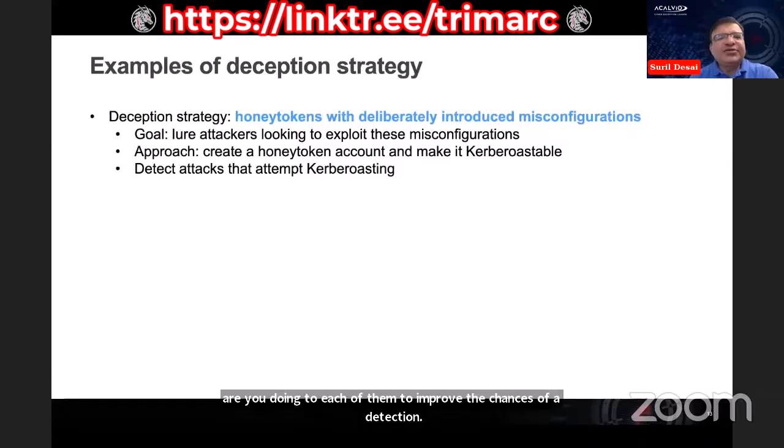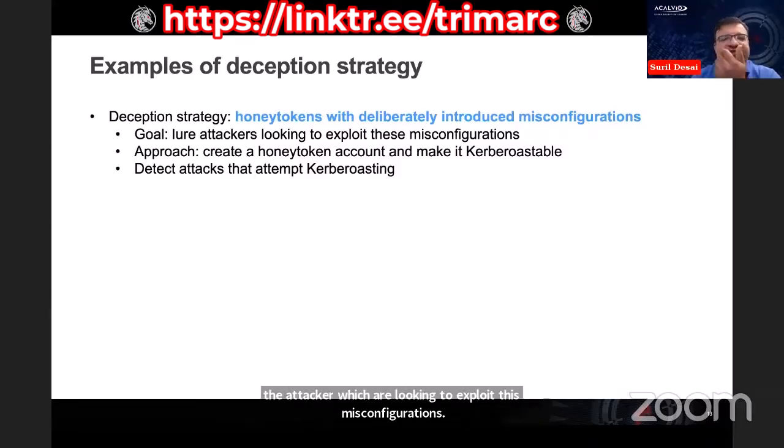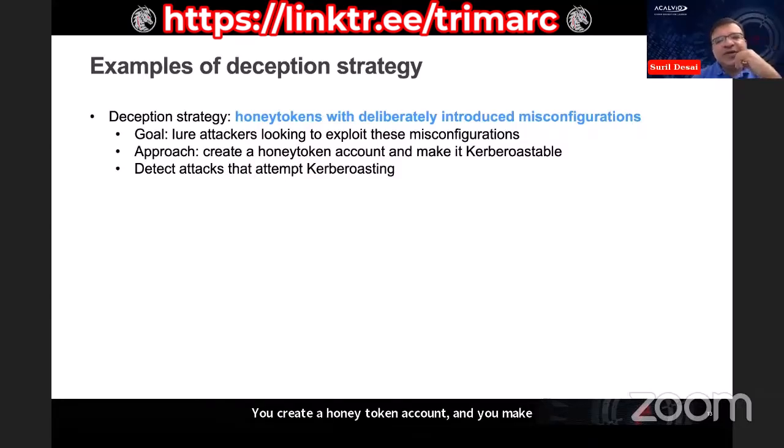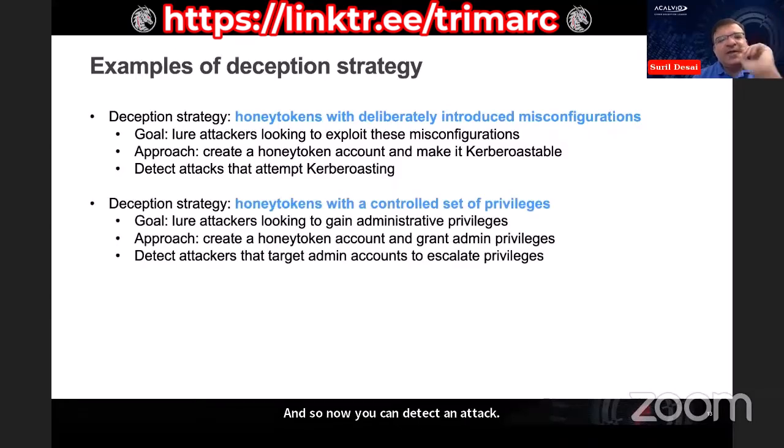So here are some examples of a deception strategy. One approach is to create honey tokens with deliberately introduced misconfigurations. The goal is to divert the attacker who is looking to exploit these misconfigurations. An example of that is you create a honey token account and you make it a Kerberoastable account. Now the attacker who is looking for such an opportunity during enumeration will find it. And so now you can detect an attack that's attempting that type of exploit.